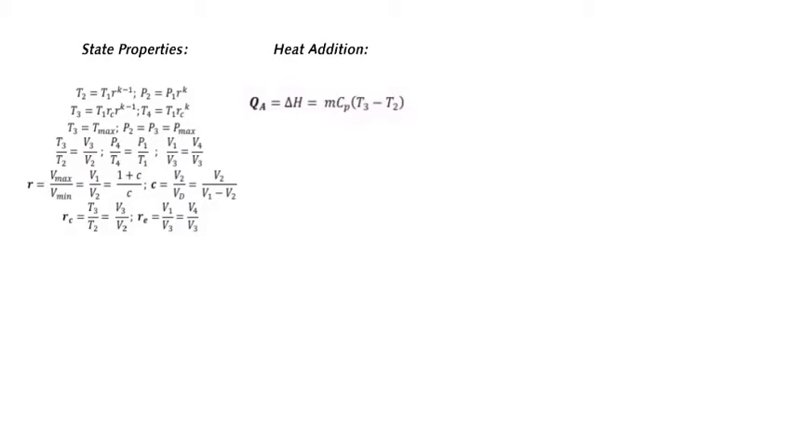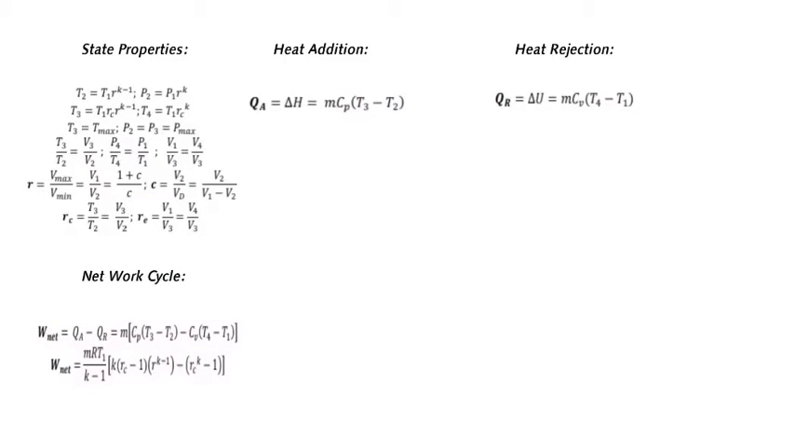Number 2 is the formula when heat is added, which is QA is equal to change in H is equal to m multiplied by Cp multiplied by T3 minus T2. Number 3 is the formula when heat is rejected, which is QR is equal to change in U is equal to m multiplied by Cv multiplied by T4 minus T1.